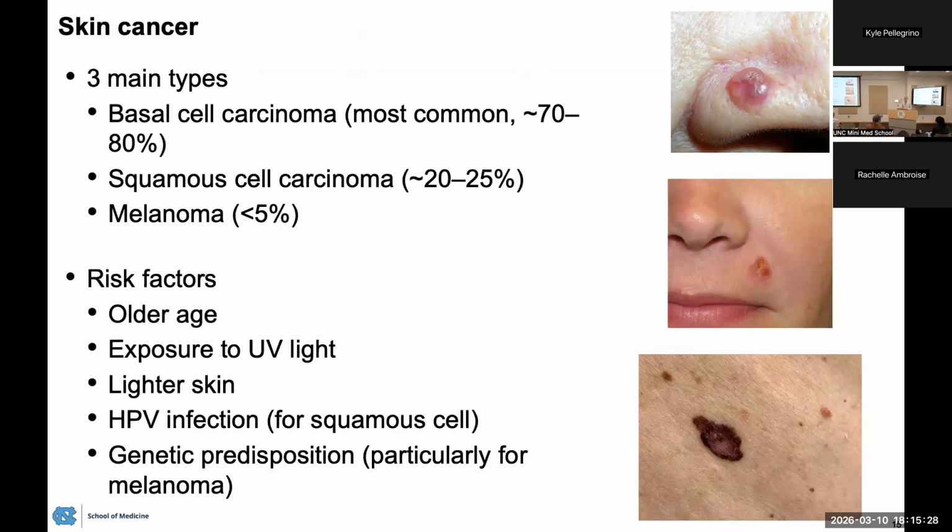Risk factors for all of these skin cancers include things like older age, which might be tied to the amount of UV light exposure that you've had over your lifetime, as well as lighter skin, which we mentioned. These 2 things are related. And then for certain types of skin cancer, there are other risk factors like HPV infection, particularly for squamous cell carcinoma. And then of course, with all cancers, there tends to be genetic predispositions.